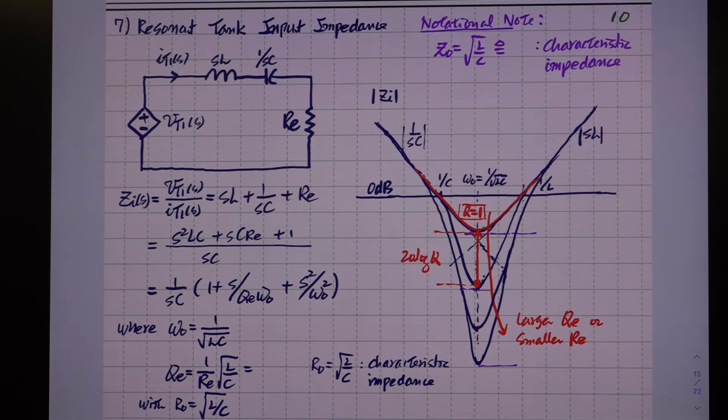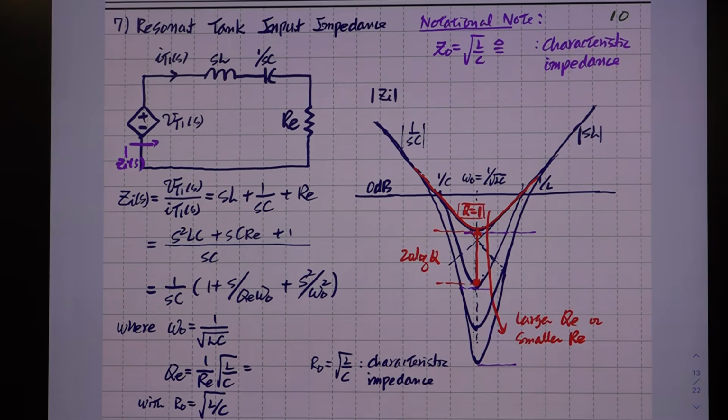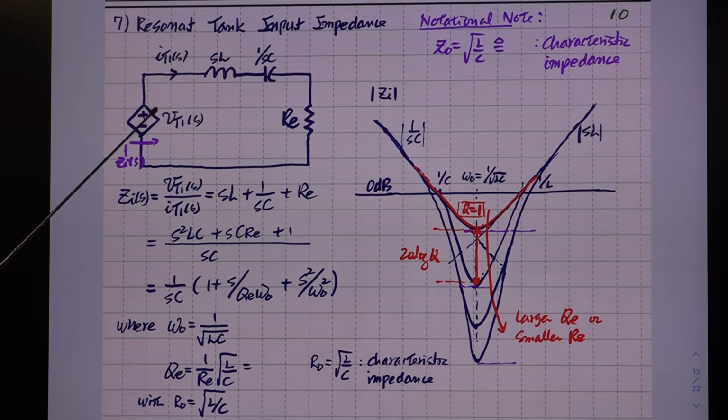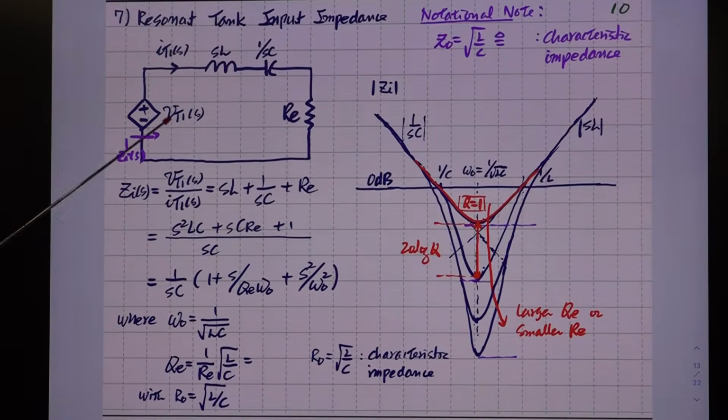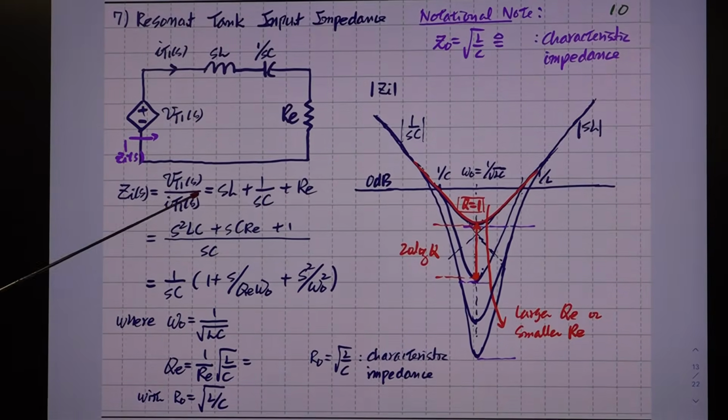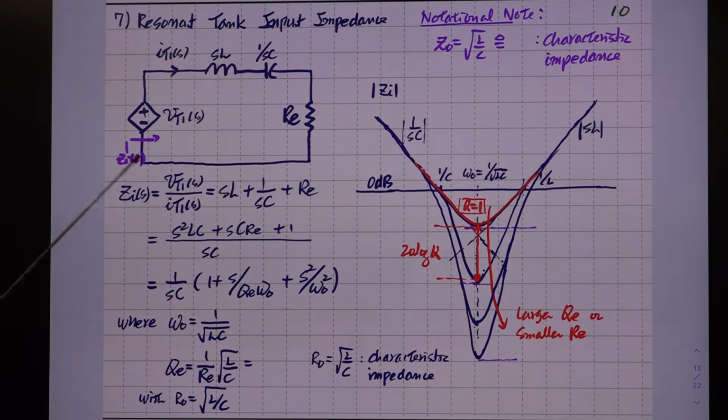So the second one is this one. Previously, we made use of the input-to-output transfer function of this tank circuit, and this time we are looking at the input impedance of this tank circuit seen at this input port. The input is this current, and the output is this VT1. It's just the impedance seen at the input port, which is the series connection of these three components, and this is the standard form.